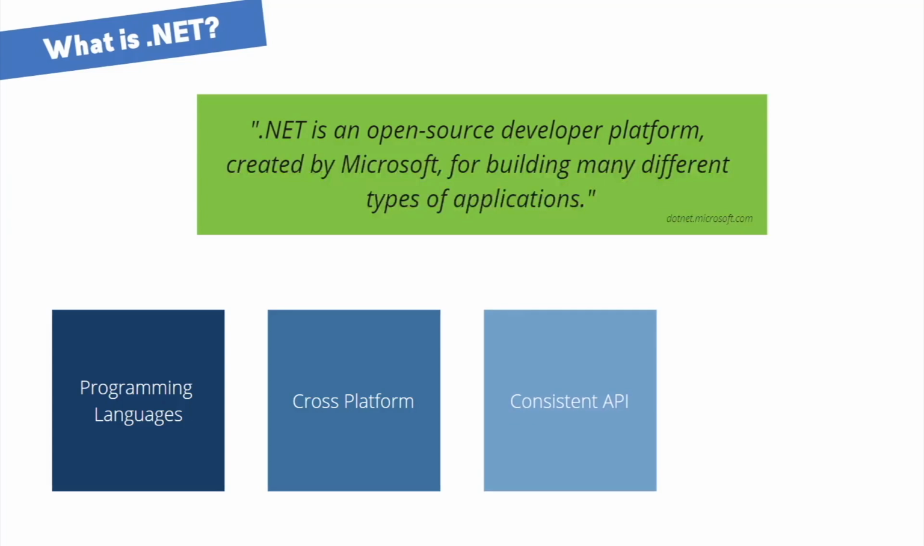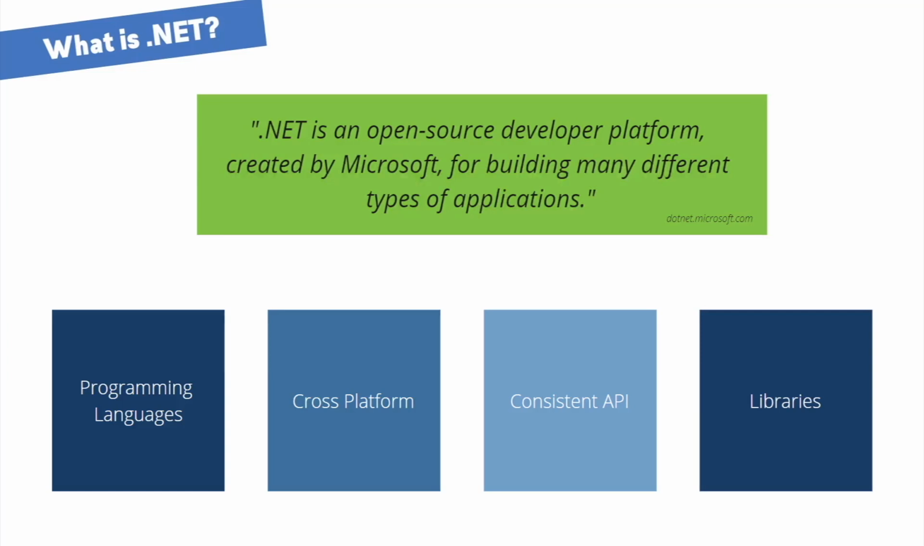The .NET platform allows us to use the same APIs across different application types. Learn it once and use it everywhere. There are thousands of .NET APIs and more than 250,000 packages on NuGet.